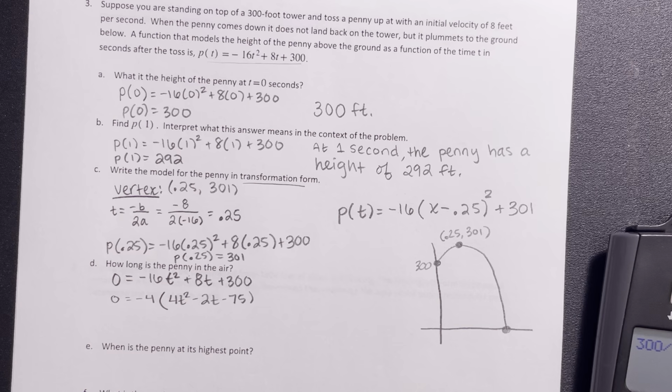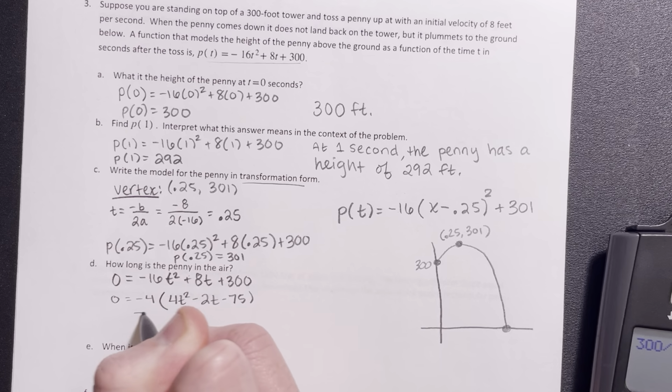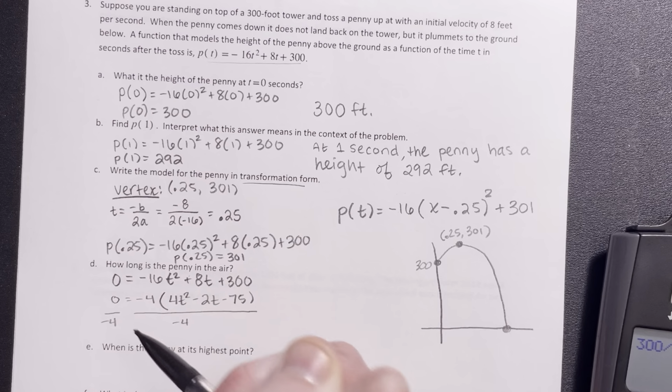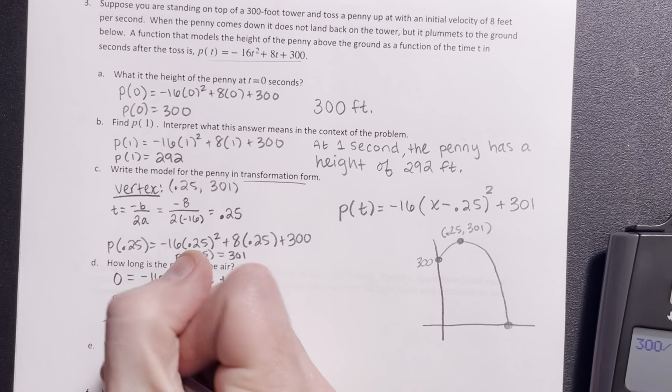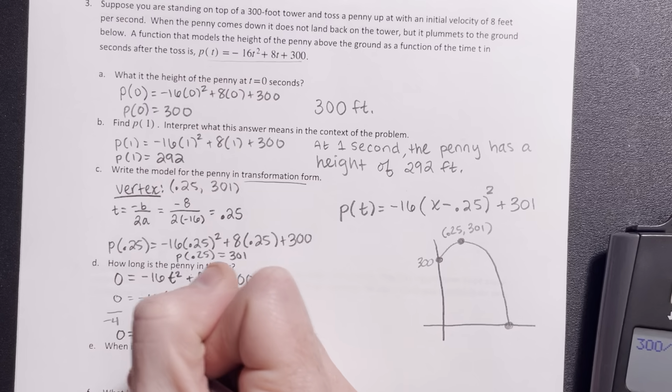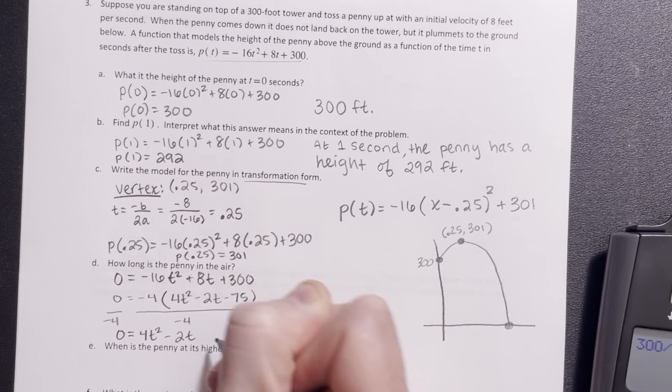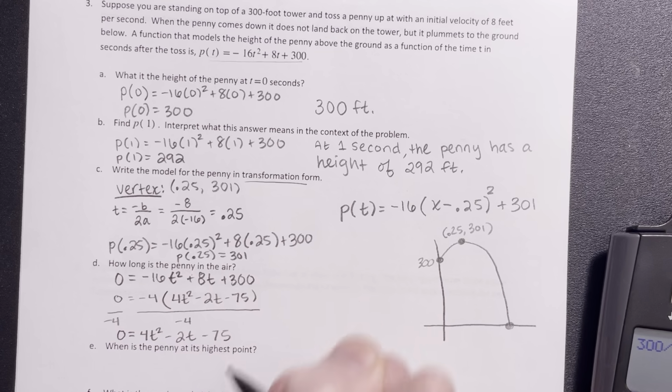But I also don't have to pull out the GCF. I can deal with all of the bigger numbers. This is equivalent to if you had divided out that GCF by -4. That would be fine too. You're going to get an equation that's 0 equals 4t squared minus 2t minus 75.